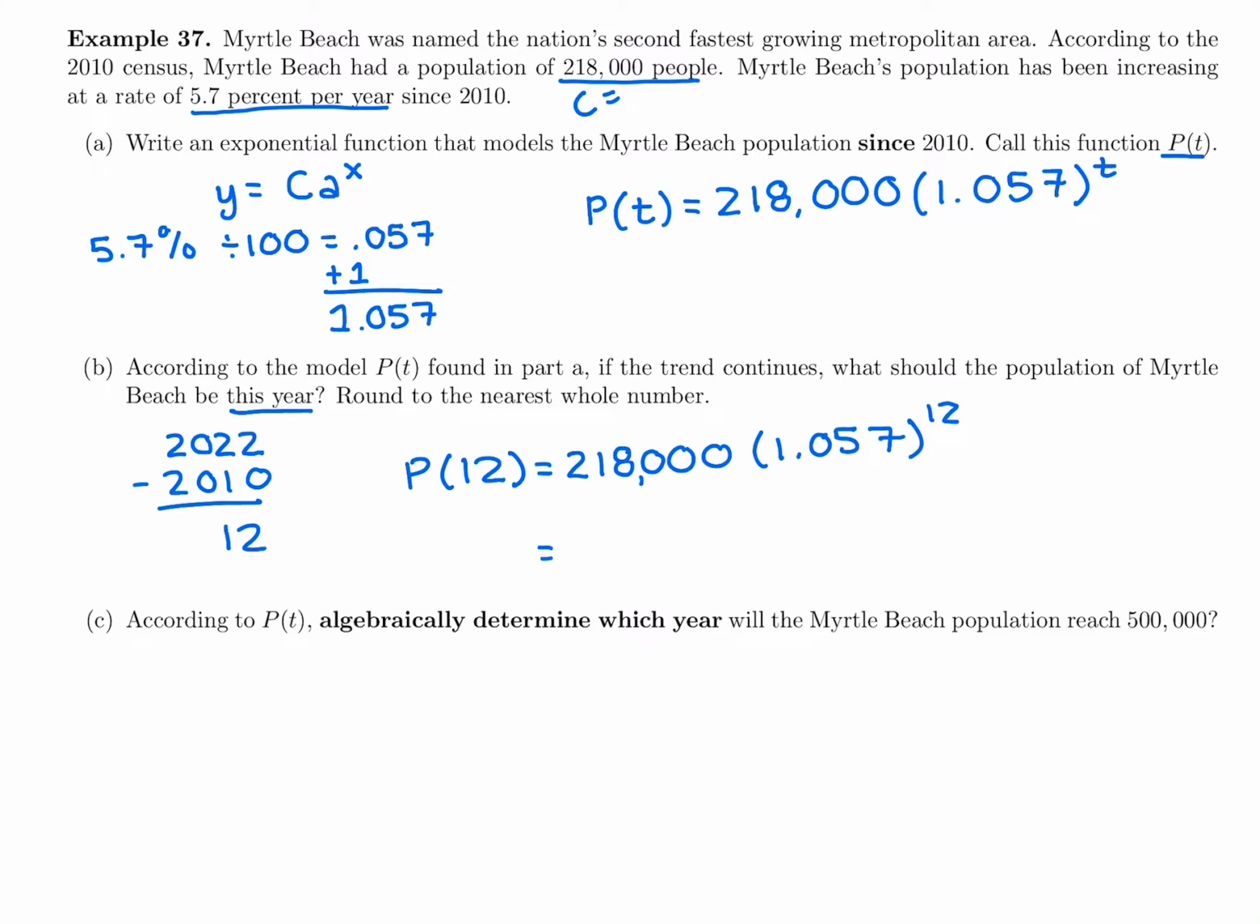We're going to round to the nearest whole number because we're talking about people. So I have 423,990, and then I need to look at my calculator and figure out how we should round this. It's going to be 991 people.